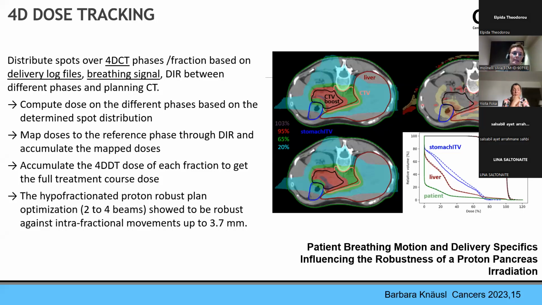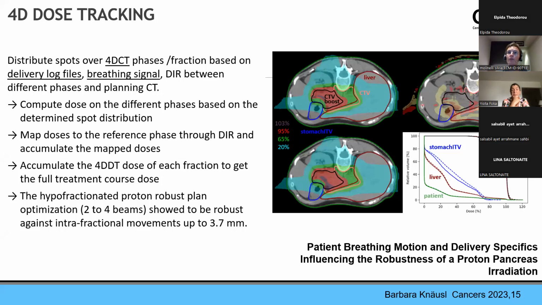But what you do is basically assigning the spot to a certain phase, and then calculating the dose on the corresponding reconstructed phase, and then accumulating back on the planning phase all the different partial irradiations. Then you do accumulation of all the fractions, and you end up with a final cumulative dose distribution, which should be much more similar to reality than your treatment plan. This has been done for protons.